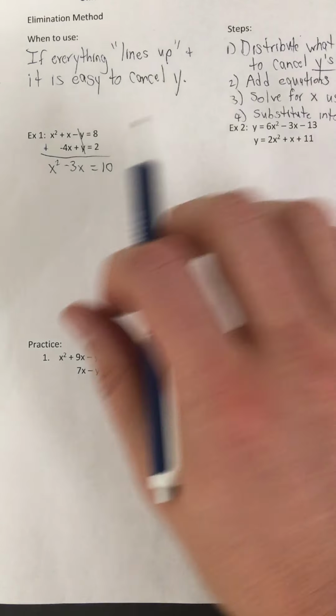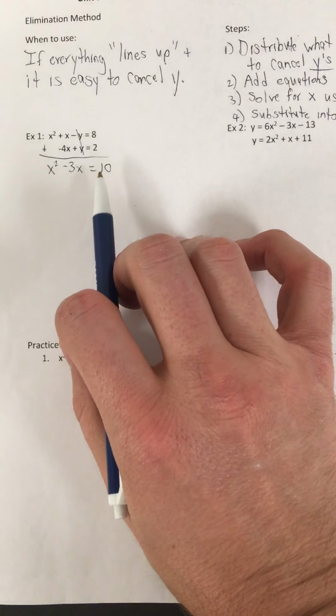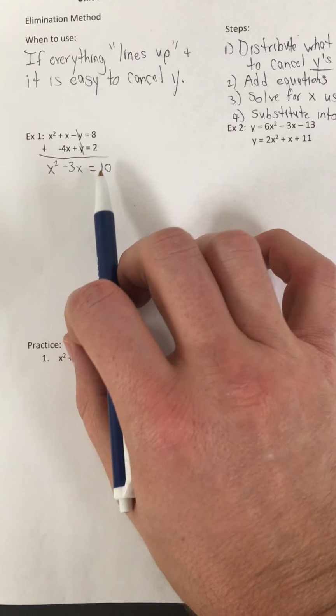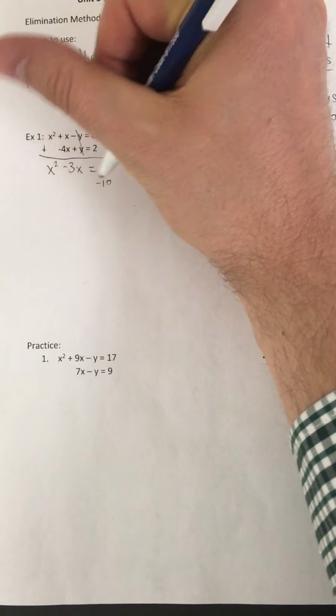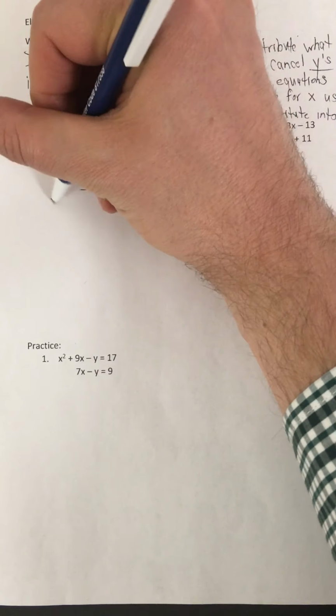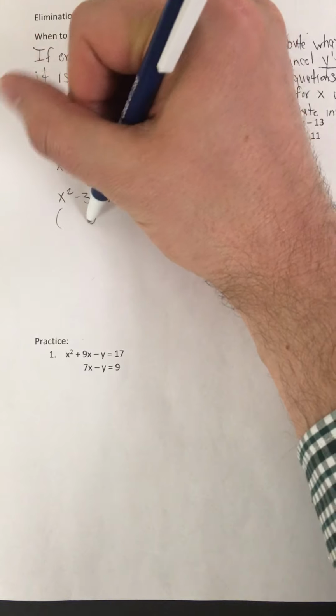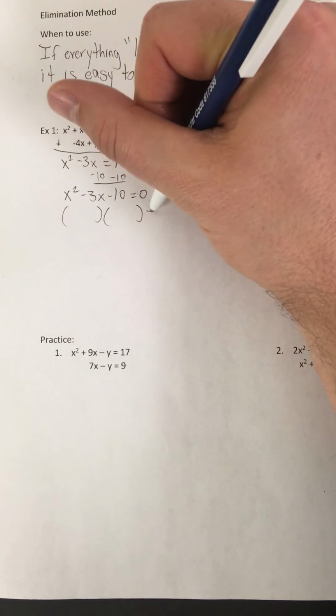All right, so I added my equations, didn't have to distribute anything. I'm going to solve for x now. Whether you're using factoring or quadratic formula, you need to get it equal to what? 0. So let's subtract this 10, put it at the end. That's going to say x squared minus 3x minus 10 equal to 0. Now I'm ready to factor it. You could use quadratic formula, but factoring's faster.